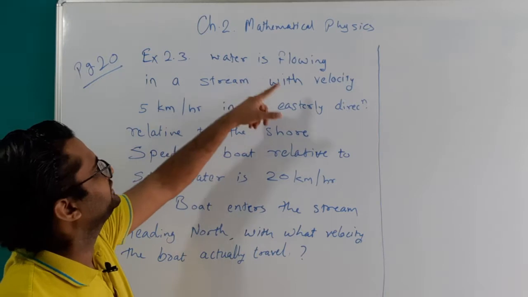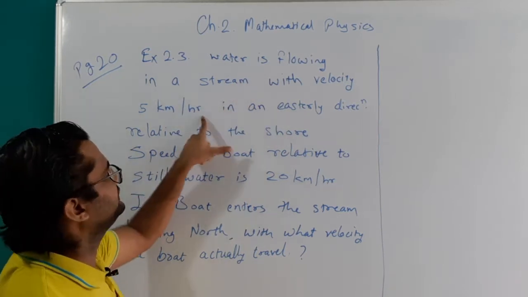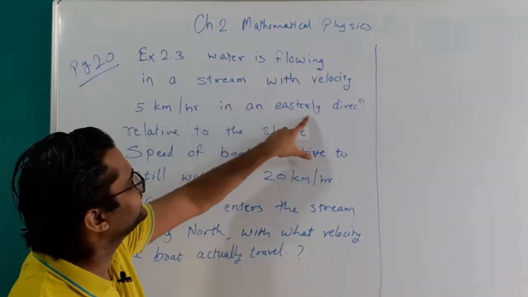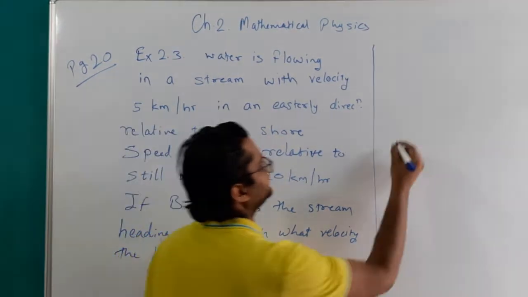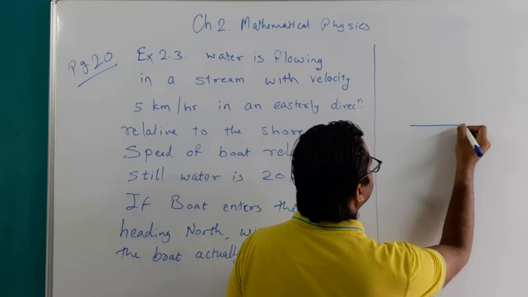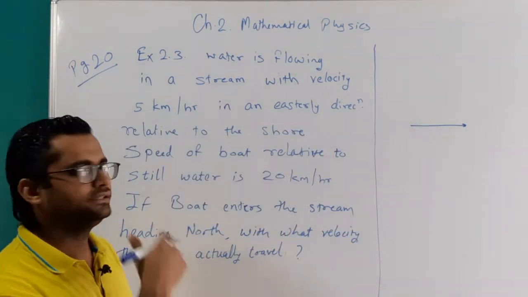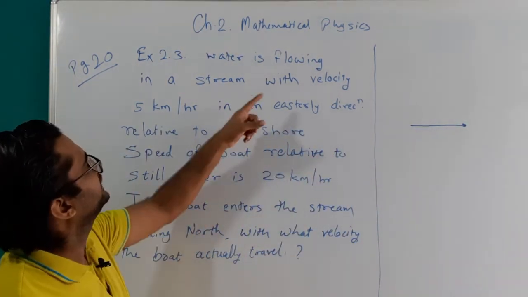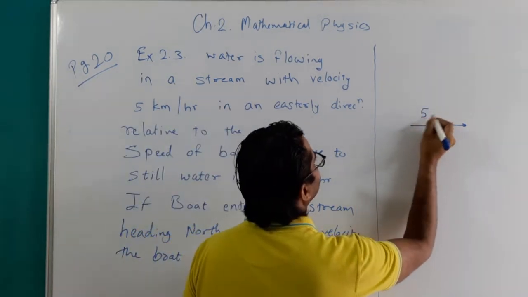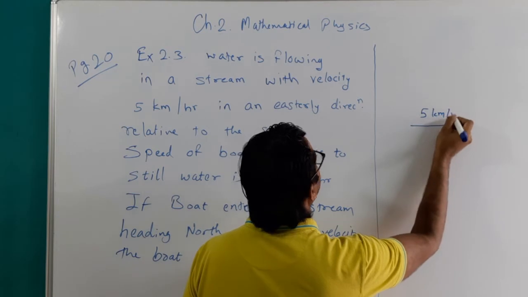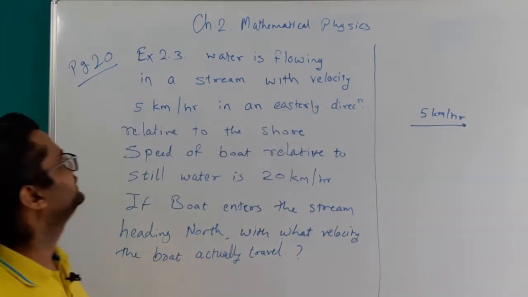Water is flowing in a stream with velocity 5 km per hour in an easterly direction relative to the shore. So we have to draw the diagram. Let us say that this direction is east, and water is flowing at the speed of 5 km per hour with respect to the shore.